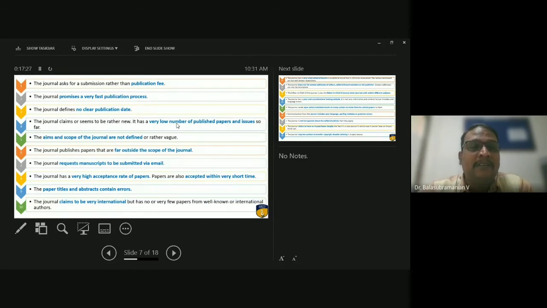If you are submitting to a good journal, they never ask for a publication fee. But the predatory journals will ask for a publication fee. That itself you can understand. They will also promise very fast publication processing. But peer review means they will review your manuscript 2 or 3 or 4 times, then it will come to publication. So it cannot be avoided.